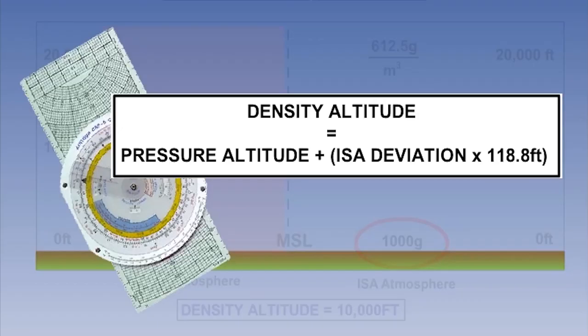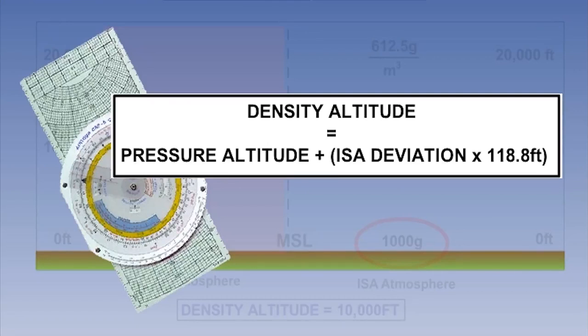There are two simple ways of calculating the density altitude. One method is by using a flight navigational computer, and the other is by using a simple numerical formula. This formula states that for every 1 degree Celsius away from ISA, depending on whether the deviation from ISA is positive or negative, you add or subtract 118.8 feet to your pressure altitude to find your density altitude.